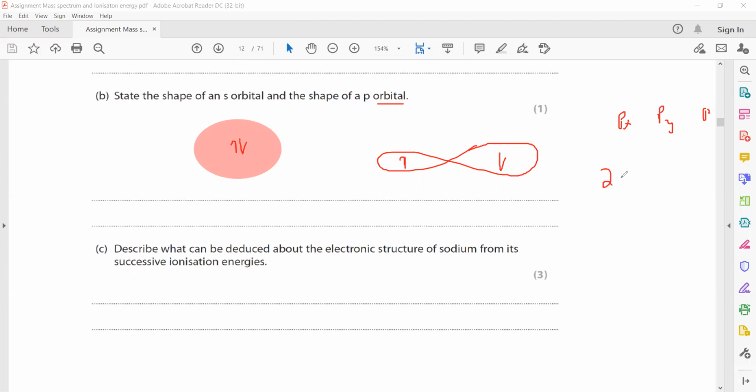And 2p is called an orbit, which includes 2px, 2py and 2pz. So this is the orbit, and this one is the orbital. So 2p is the whole orbit, and 2px, 2py and 2pz orbitals are present in it. So we just have to draw 2px, 2py or 2pz, only one p orbital. So s is spherical whereas p is a dumbbell shape.